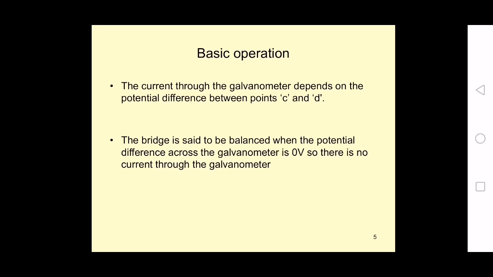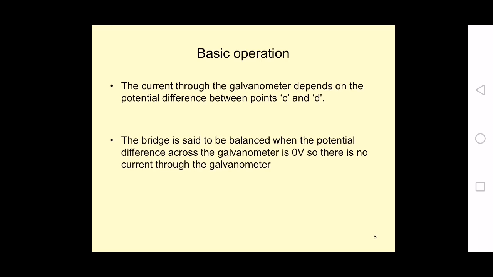So between the points C and D, we have the sensitive current indicating meter that we call a galvanometer. This galvanometer is a sensitive microammeter with a zero center scale. When there is no current through the meter, it indicates zero current on a center scale, meaning the galvanometer pointer rests at 0, that is, at the mid scale.